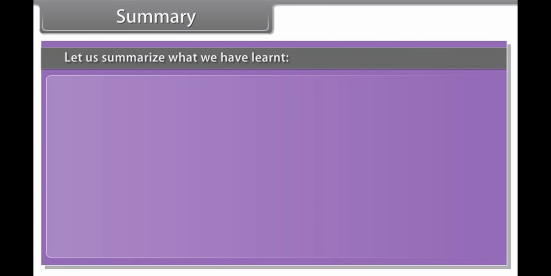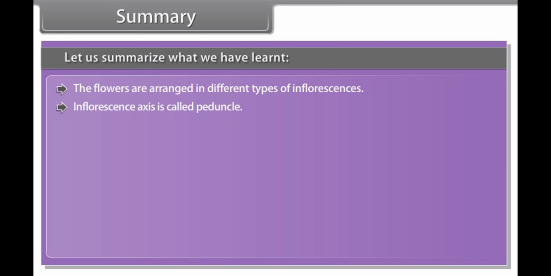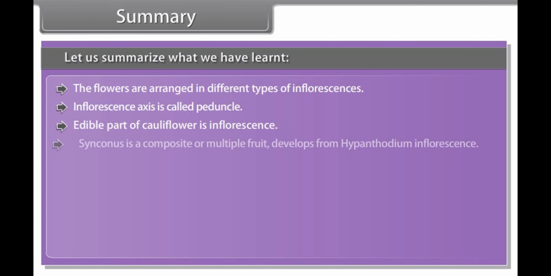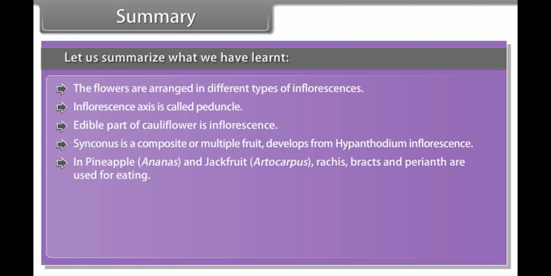Summary. Let us summarize what we have learned. The flowers are arranged in different types of inflorescences. Inflorescence axis is called peduncle. Edible part of cauliflower is inflorescence. Sorosis is a composite or multiple fruit, develops from Hypanthodium inflorescence. In pineapple, ananas, and jackfruit, artocarpus, rachis, bracts, and perianth are used for eating.